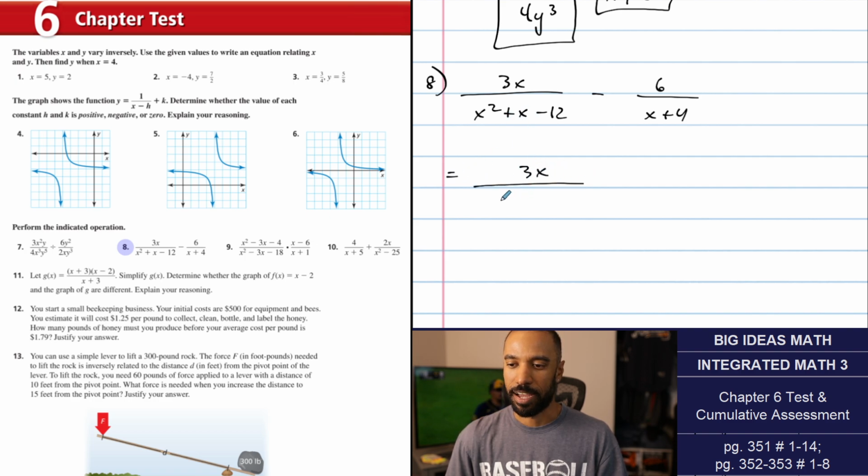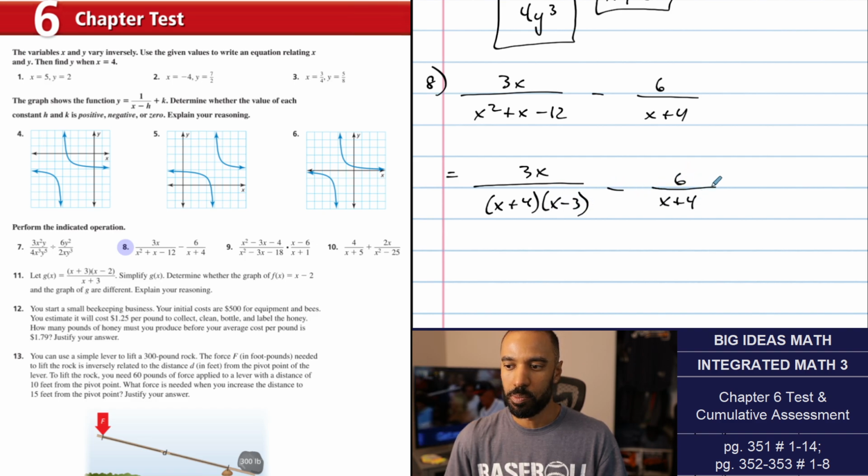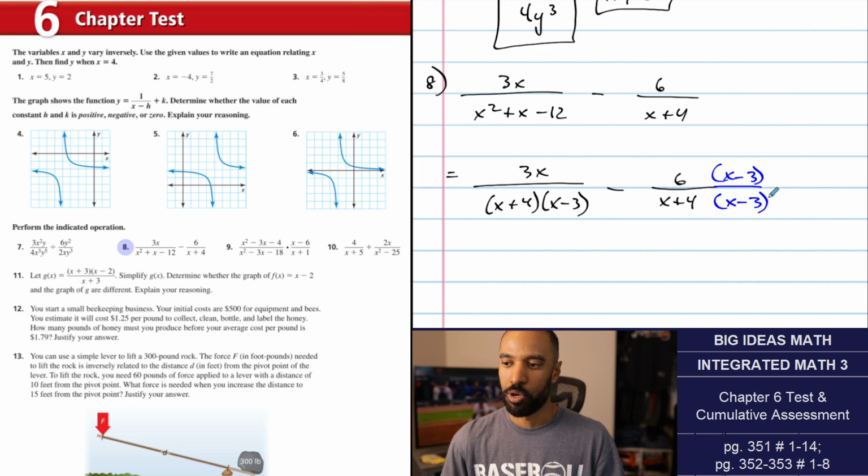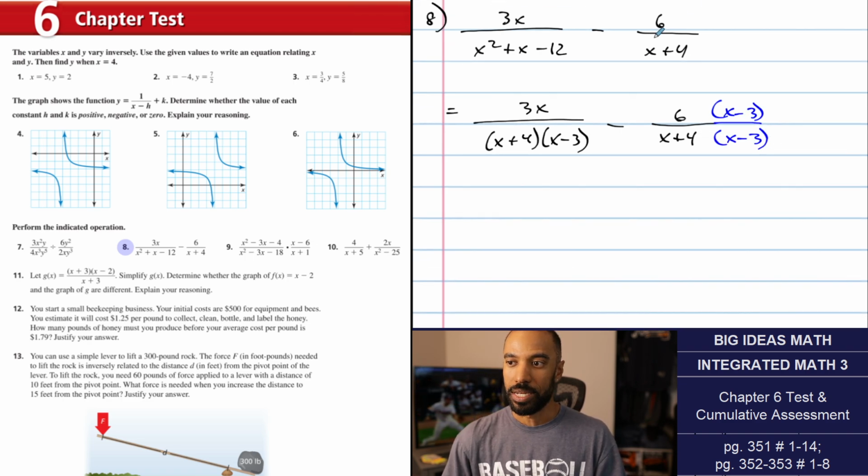This denominator factors into x plus 4 times x minus 3. This also has an x plus 4, which means it's missing an x minus 3. Not a plus. So we got to multiply top and bottom by x minus 3. And boom, we have a common denominator. So we need that denominator.